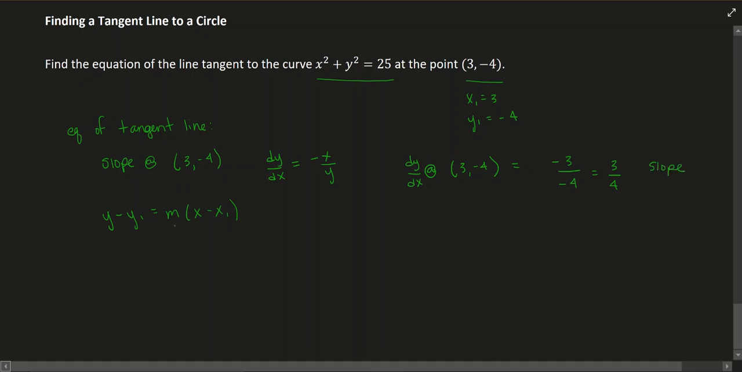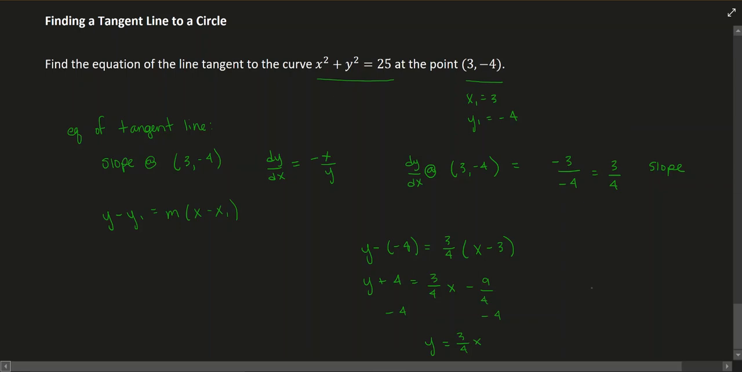We will plug that into our m value. And then we plug x1 and y1 into their places in the point slope equation. So we'll end up with y minus negative 4, that's our y1 value, equals 3/4 times x minus 3, because that's our x1 value. And then we'll clean this up the best we can. Subtract 4 from both sides so that we can write our final answer as y equals 3/4 x.